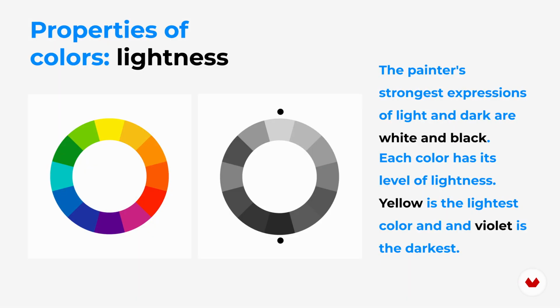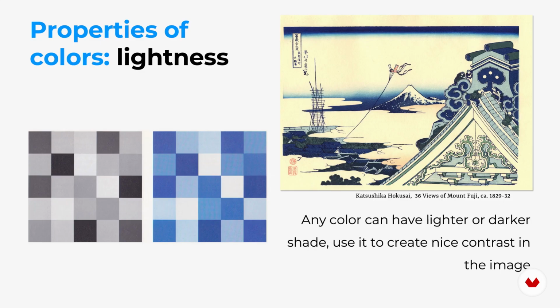Interesting thing, there are several properties of colors. First, it's lightness. Each color has its own level of lightness. The strongest expression of light and dark are white and black. Yellow is the lightest color, and violet is the darkest color. You can see it here. Any color can have a lighter or darker shade. You can use it to create nice contrast in the image.